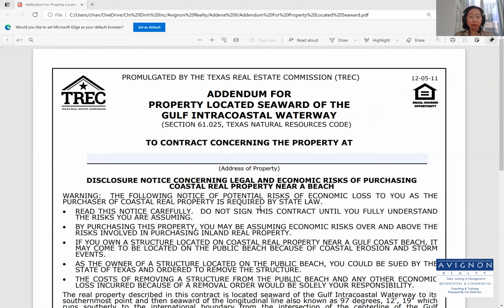So this addendum for property located seaward of the Gulf Intercoastal Waterway is really a disclosure to the buyer. You're buying a property that is near a beach. If you're willing to go forward and buy the property, this is what you could be responsible for. If you have any questions, I invite you to speak to your mentor and broker about it.